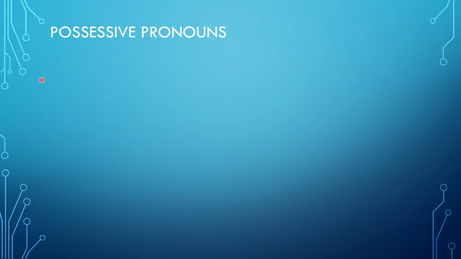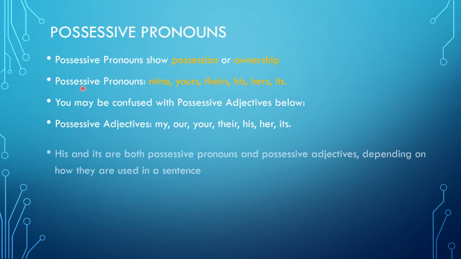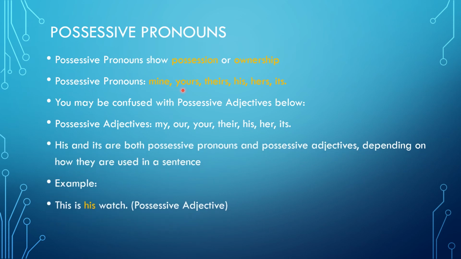Possessive pronouns. Possessive pronouns show possession or ownership. Possessive pronouns: mine, yours, theirs, his, hers, its. Children, you may be confused with possessive adjectives as given below. Possessive adjectives are my, our, your, their, his, her, its. Okay, so you see that here it is yours, but in the possessive adjective it is your. Here it is theirs, it is their. Here his, hers, here it is her.